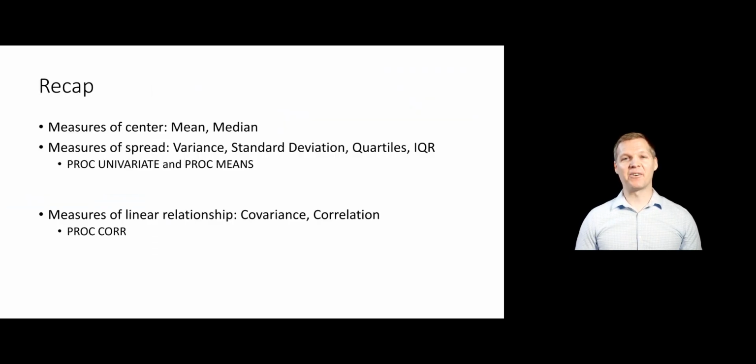All right, we now know how to summarize our numeric variables. If we have one variable, we can summarize the center and spread. If we have multiple numeric variables, we can look at the linear relationships through correlation. We can also do these same things at every level of a categorical variable using CLASS or BY. So that's great news. Next up, we'll start to look at these things graphically instead of numerically.